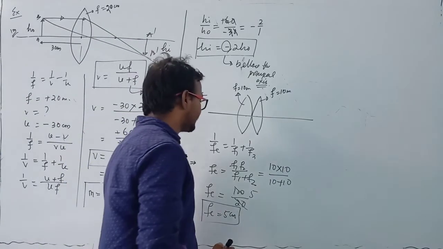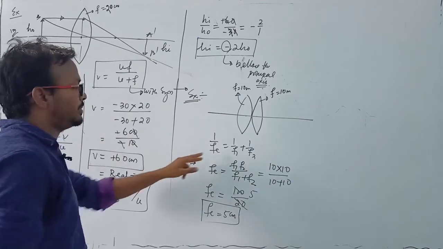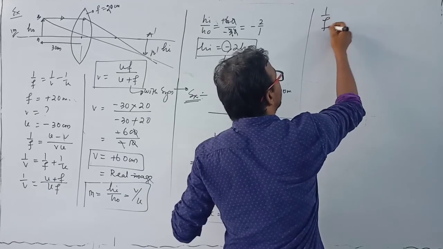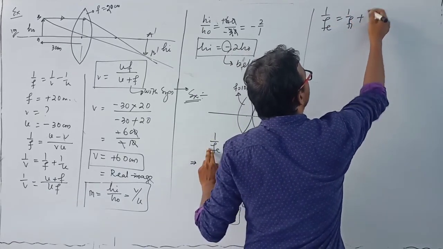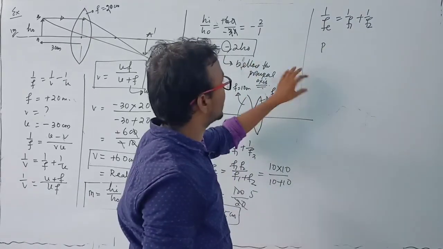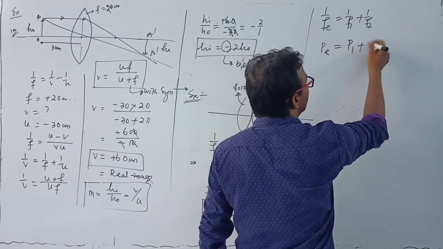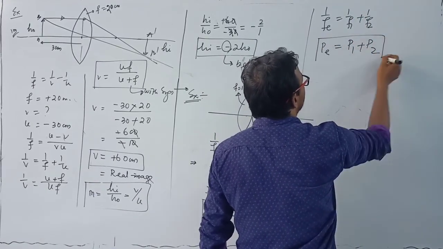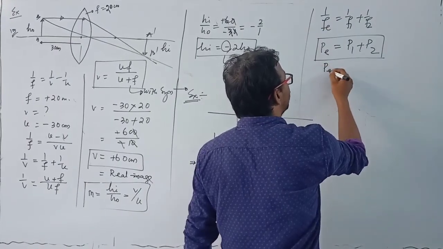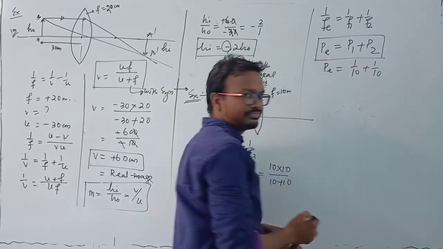Okay, and from this relation you can also calculate the power of the equivalent focal length. What is power here? That is 1 by f equal to 1 by f1 plus 1 by f2, and the combination of power can be written in this way, that is the equivalent power equal to power p1 plus power p2. This is also a power calculation. Clear? So in this case, pe equal to 1 by f1, 1 by 10 plus 1 by 10.